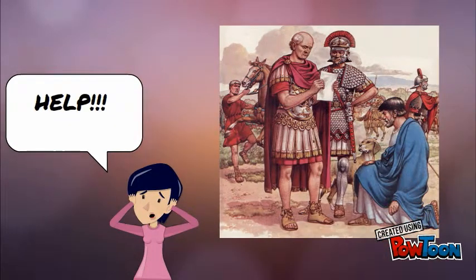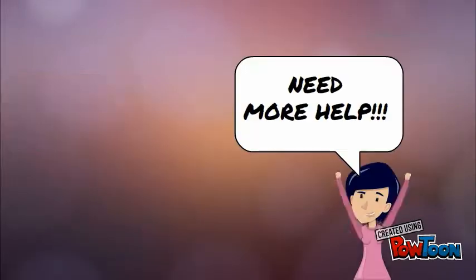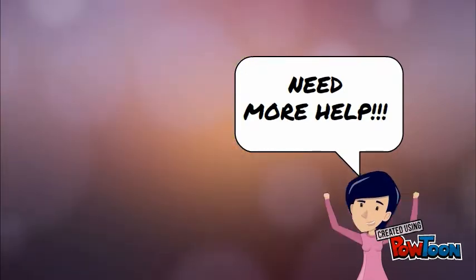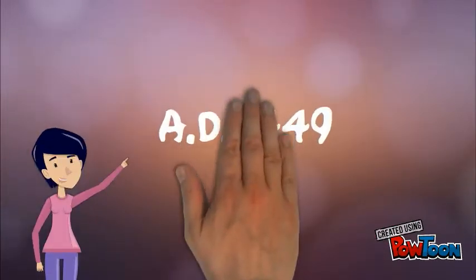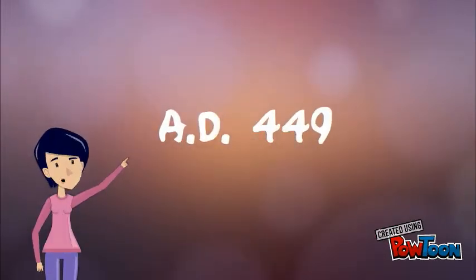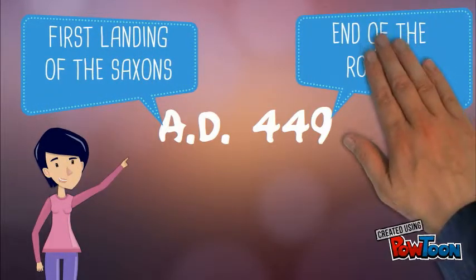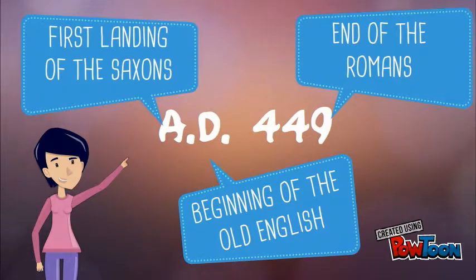The Britons appealed to Rome for help, but the relief was only temporary. A desperate act of seeking the Saxons' help was done by the wretched Britons. As a result of this appeal, shiploads of Germanic warrior adventurers began to arrive. 449 AD marks the first landing of the Saxons, the end of the Romans, and the beginning of the Old English period.